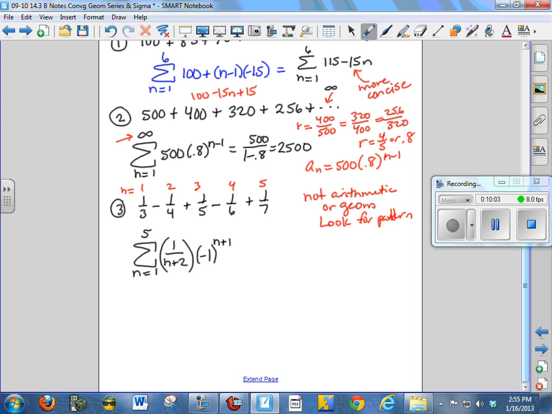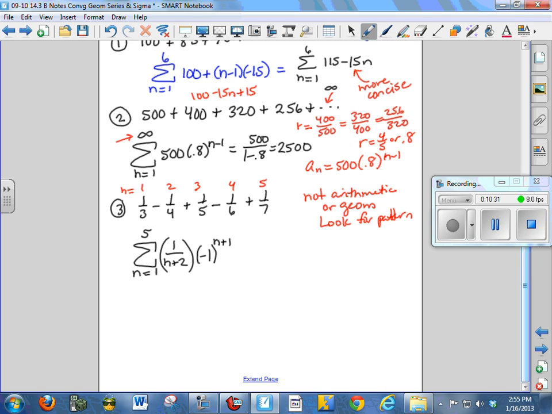That way, when we plug in 1 for n, we get negative 1 squared, which gives us positive 1. And so the first term is going to be positive. And then if we put in 2, we would get 1 over 2 plus 2, which is 1/4. And then we have negative 1 to the 2 plus 1. Negative 1 cubed is a negative 1. So we get negative 1/4, and so on. So that's how we could build this.